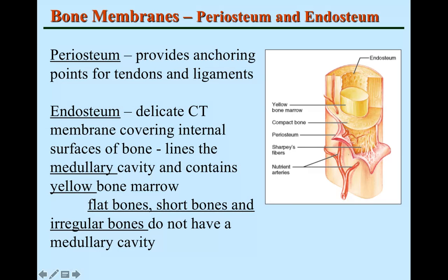Okay. Flat bones, short bones, and irregular bones do not have this medullary cavity. They'll have compact bone. They'll have a little bit of spongy bone as well. Okay, but they do not have this medullary cavity that contains that yellow bone marrow.